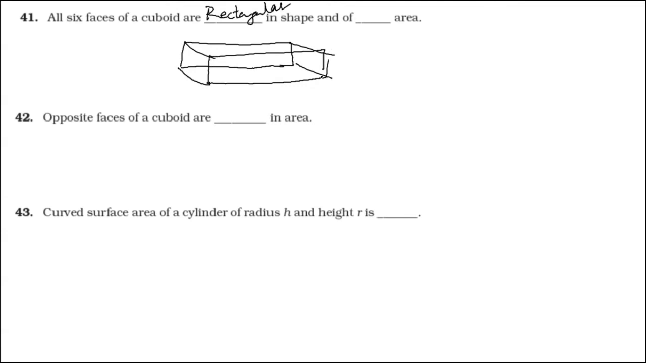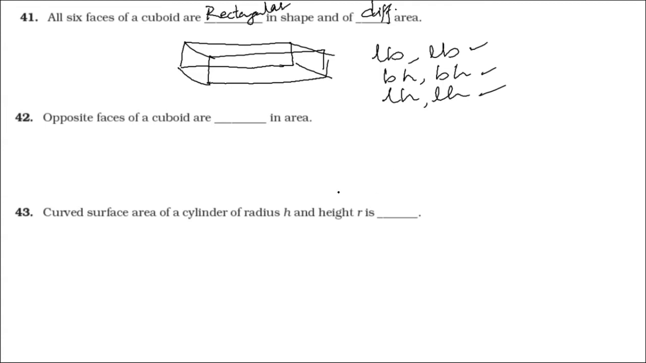This particular face will be having area equal to L into B. So one of them will be having area LB, one more will be having area LB, other will be having BH, BH, same way LH, LH. So their areas are not the same. Pairs will be equal, but their areas will not be same. So I can say that they will be having different areas.